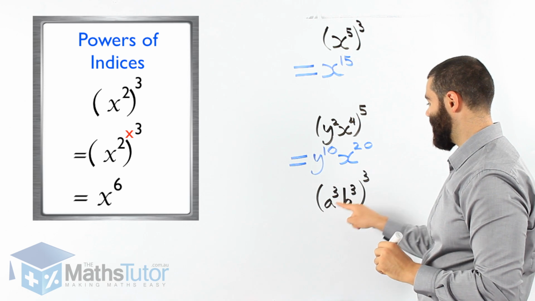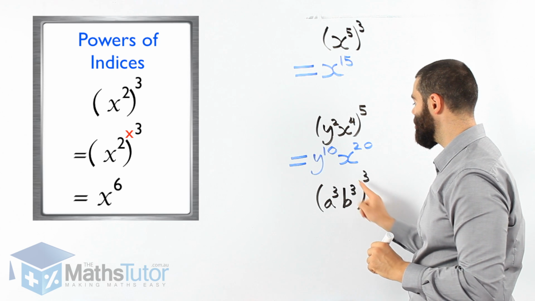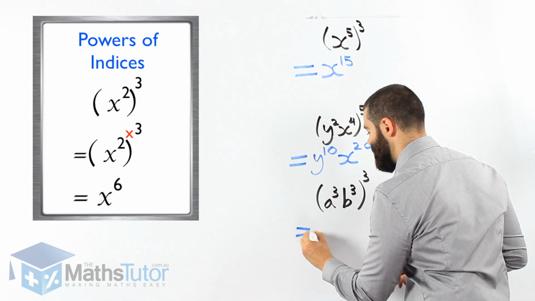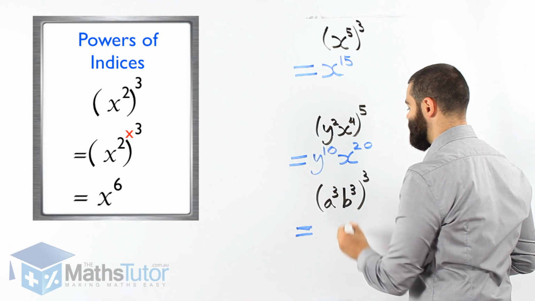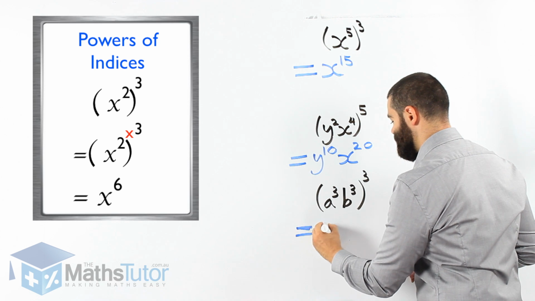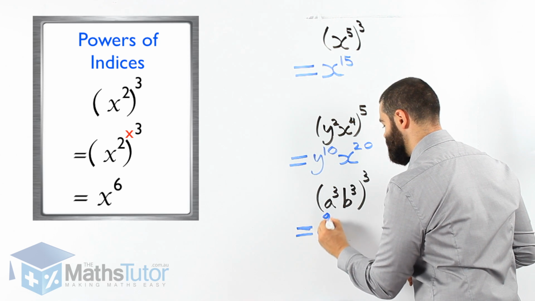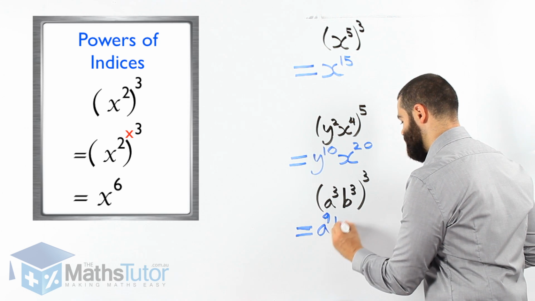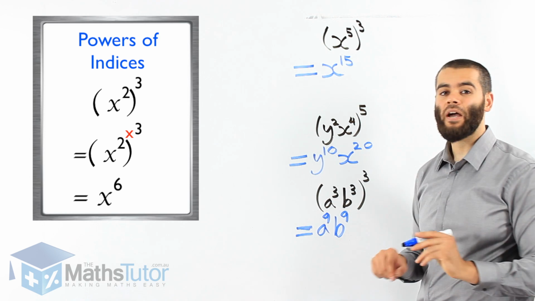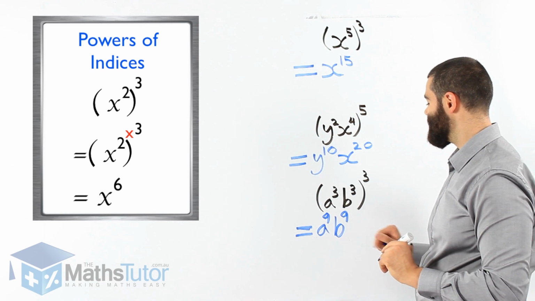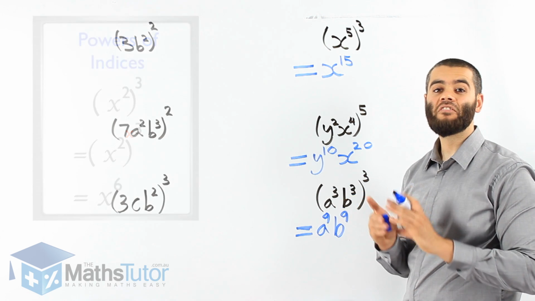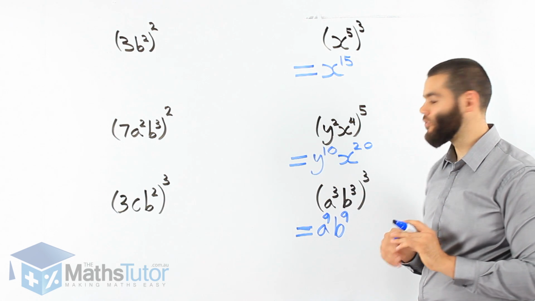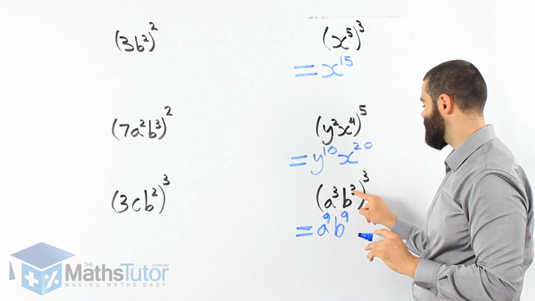Next one, a to the power of 3, b to the power of 3, all cubed. Everything inside is cubed. So power to power again. a, power of 3, 3 times 3, a is the base, 3 times 3 is 9, and b, 3 times 3 again, is 9. a to the power of 9, and b to the power of 9. So we make sure everything inside the brackets is raised to the power. We make sure we don't miss anything out, we don't get confused. 3 times 3, and here again, 3 times 3.